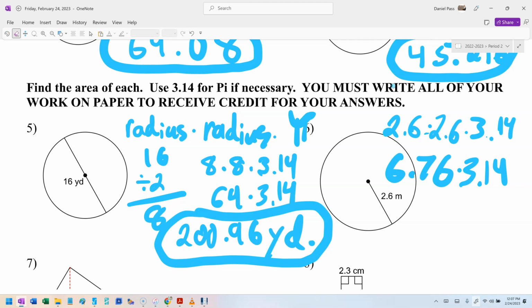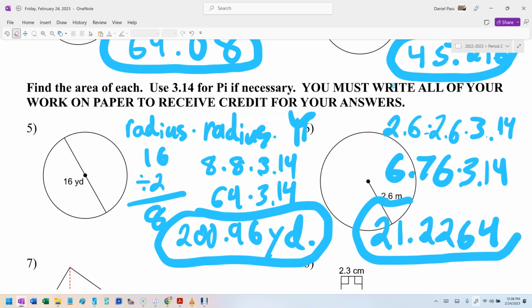21.2264. Wow, that's a lot of decimals. Oh man. All right, I'm going to make sure we don't have that many decimals on the test. Anyways, so that's meters squared. Actually, this is yards squared because it's area. All right. Good job. Now, code name is Thrasher.